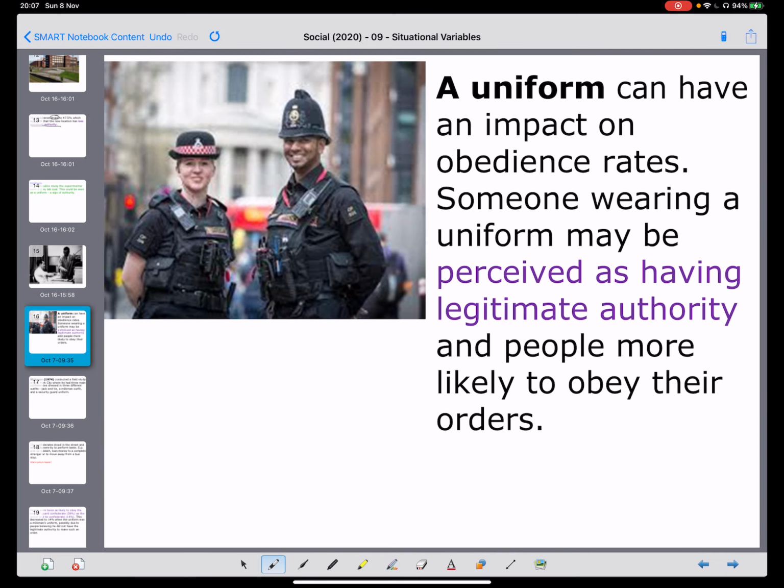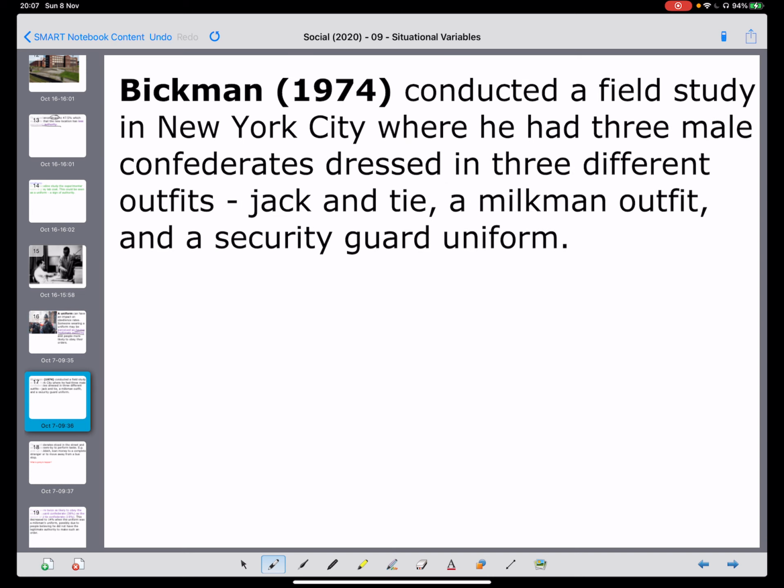What we do look at is other things that we might expect. We expect that somebody wearing a uniform does have legitimate authority. So once again, going back to that explanation of authority, legitimate authority, and we're familiar with police officers potentially having that legitimate authority. In order to demonstrate this, we don't really turn to Milgram, we turn to Bickman. Bickman did a really interesting study in the 1970s.